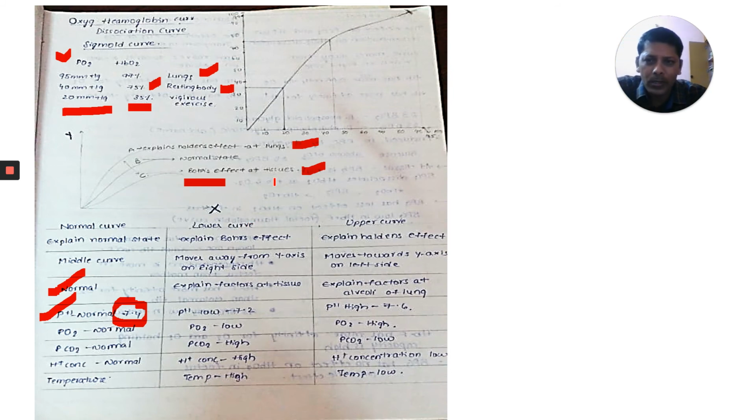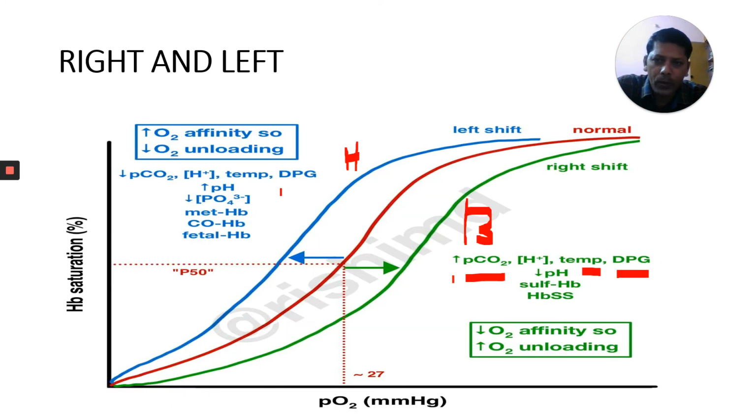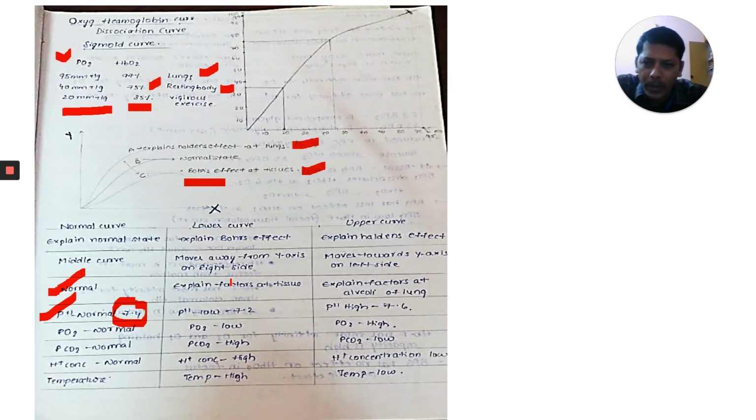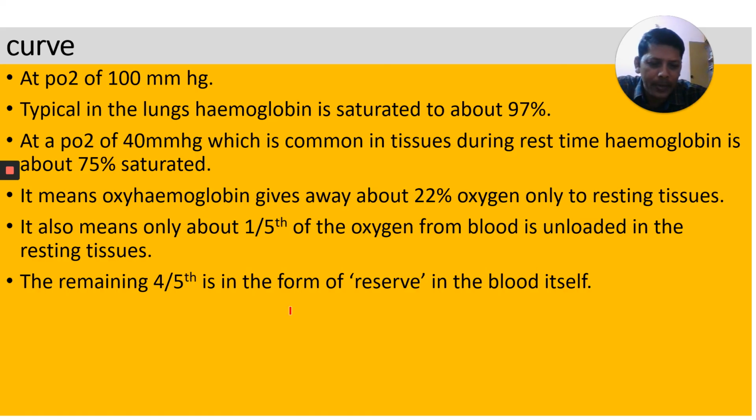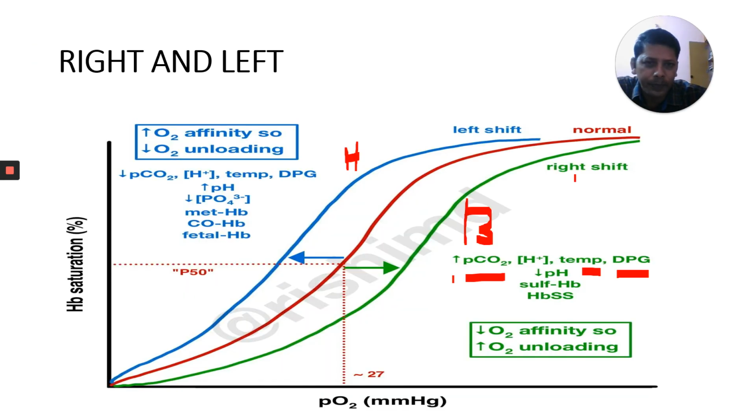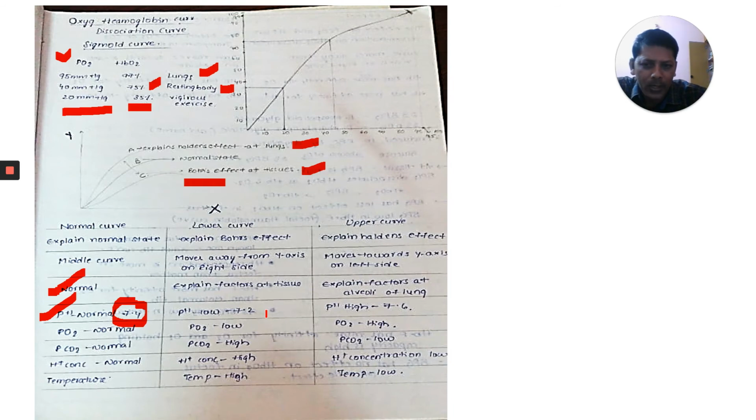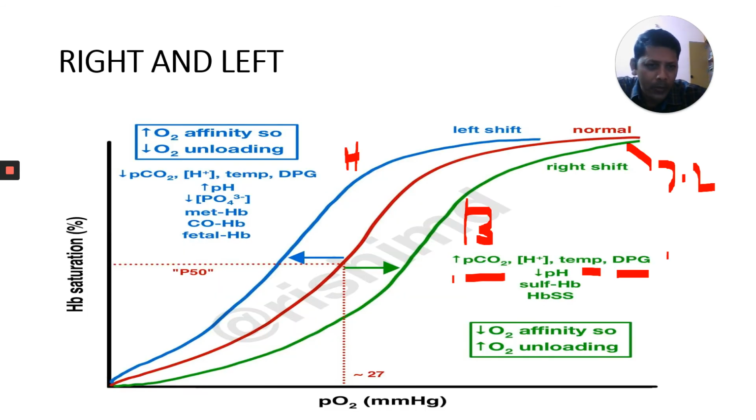Next, why does this lower curve come? When do we get this lower curve? It explains the factors at the tissues. Here the pH value is 7.2. When the pH value is 7.2, the PO2 is low here.